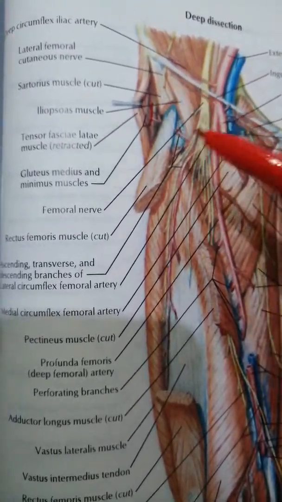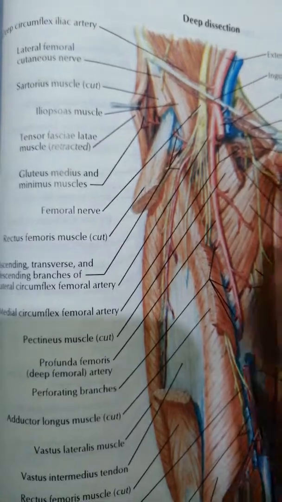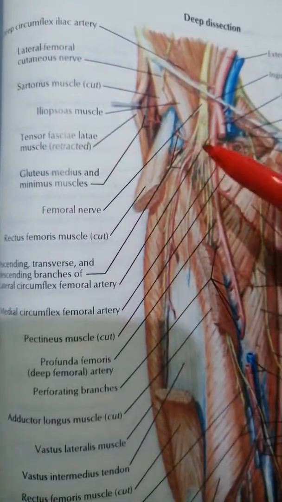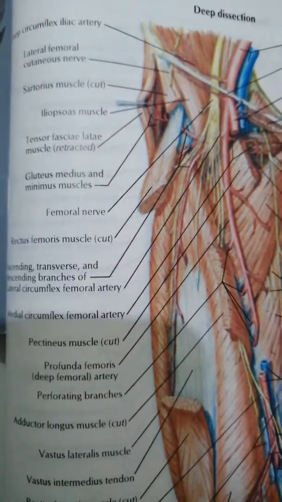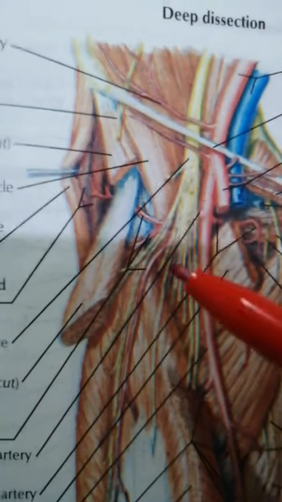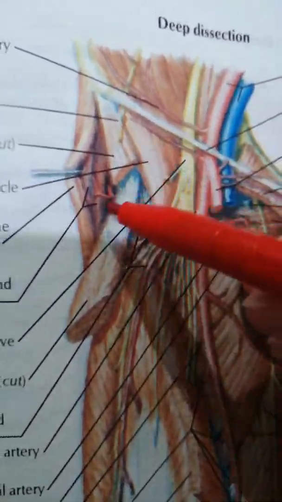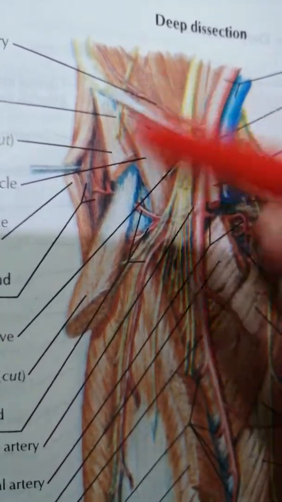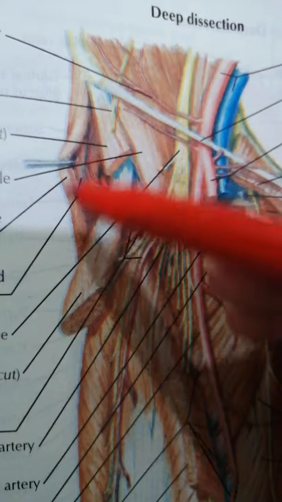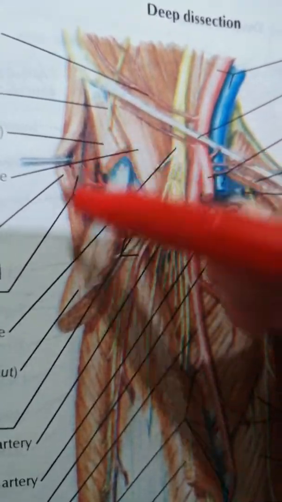This should also be remembered, the fact that this descending branch goes between the tensor fascia lata. Another thing of importance is that in addition to taking part in the trochanteric anastomosis, right, it also supplies branches to the hip joint, in addition to the greater trochanter.